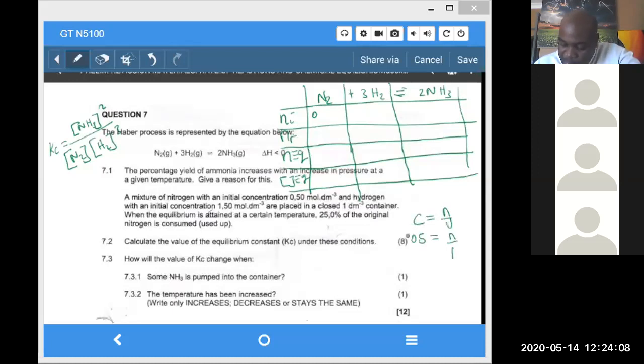We also have 1.5 moles of hydrogen being placed in the container. But what we don't have is the ammonia. So there is 0 of ammonia. There's nothing, there's no ammonia. And this is our situation.